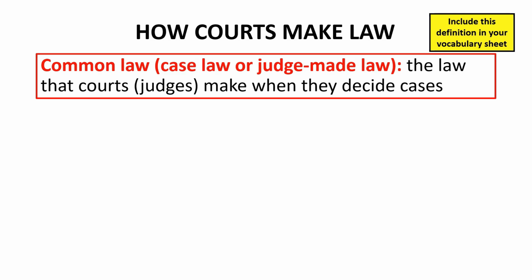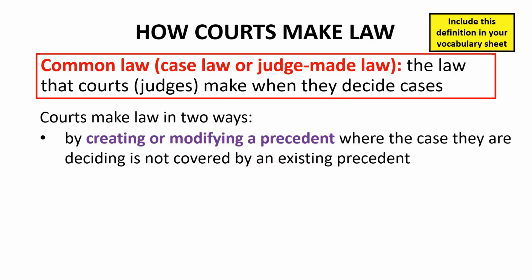Unlike Parliament, the primary role of the courts is not to make laws. Instead, the primary role of the courts is to resolve, that is to decide, disputes by applying existing law to the facts of the case that they are hearing. The courts make law in two ways. The first way in which the courts make law is when they create or modify a precedent, because the case that they are hearing is not covered by an existing precedent. An existing precedent is a law that has been made by a previous court decision.